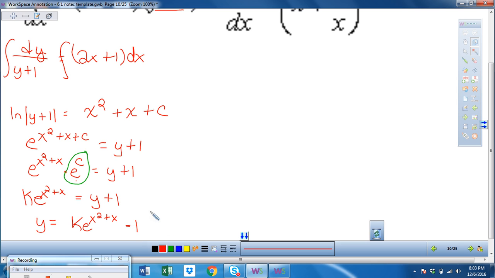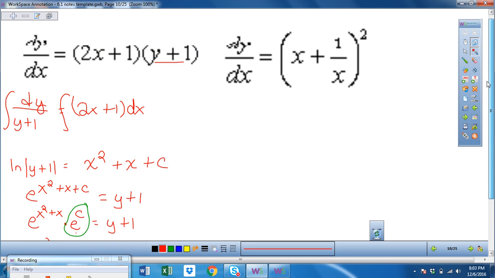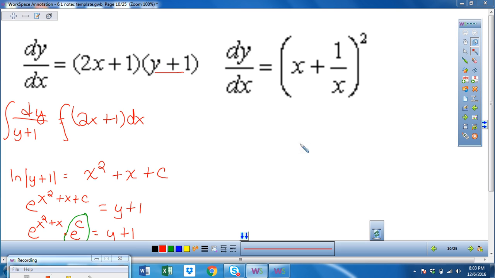And you're probably asking, why didn't I do the same thing with e to the x? Well, I could have written this as e to the x squared times e to the x, but that really didn't buy me anything since e to the x is still a variable, still an unknown. Okay.